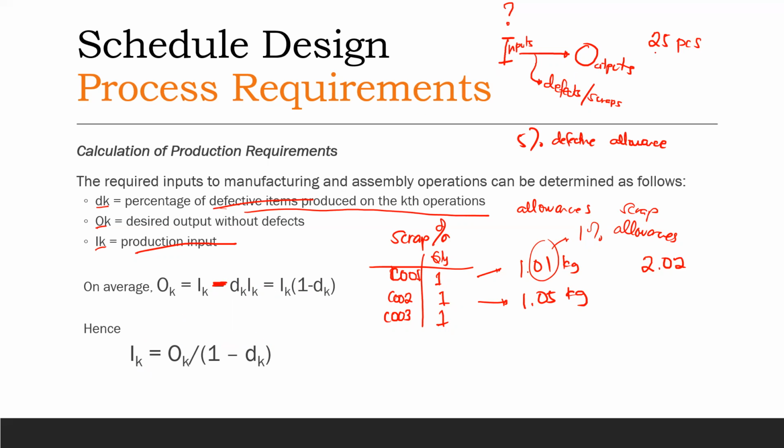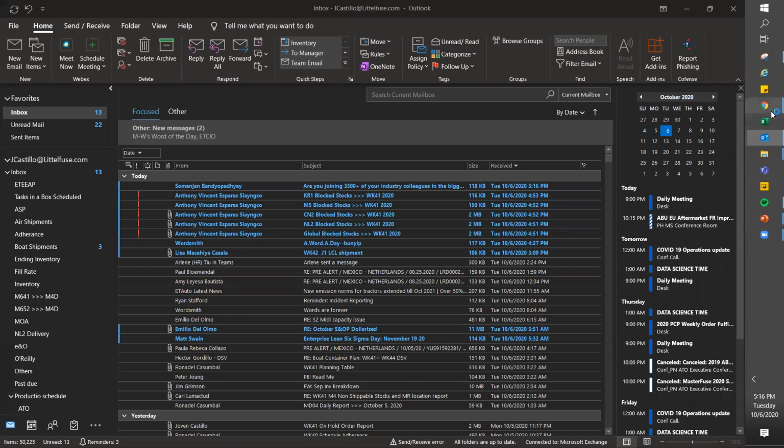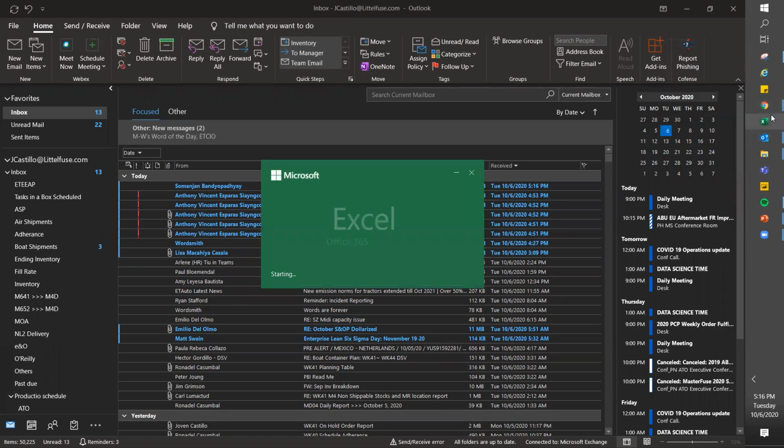So kung babalikan natin to, I need 25 pieces. So ang output mo ay 25 pieces. Let's say ang defective percentage mo is 5%. Gaano kadami yung isasalang mo sa machine? So we have input is equal, so sundan lang natin to, 25 divided by 1 minus 0.05. Tingnan natin kung anong result.